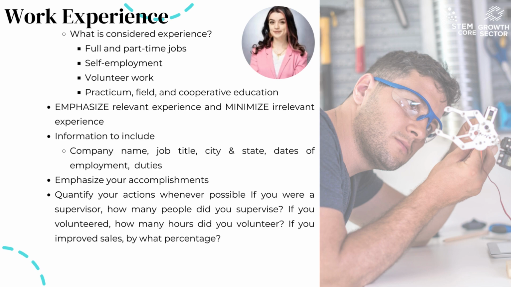All right, so that also includes volunteer work, any practicum, field, or cooperative education. So just make sure that we're emphasizing the relevant experience towards the internship we're applying to and minimize any irrelevant experience. So, the information that we're going to include here is the company name, the job title, and then the city and the state and the dates of employment. Thereafter, we're going to list our duties. So, it's very important that we start off each bullet point with a verb in past tense.